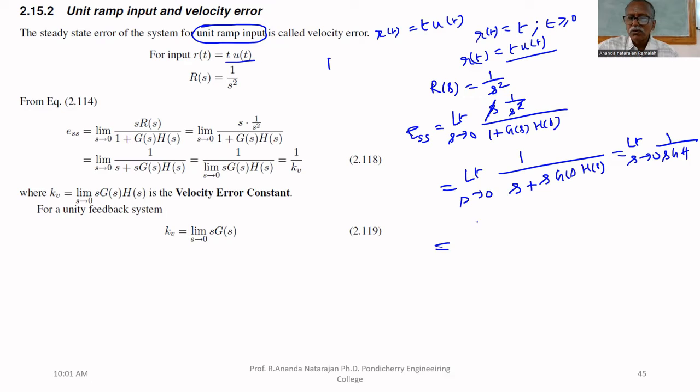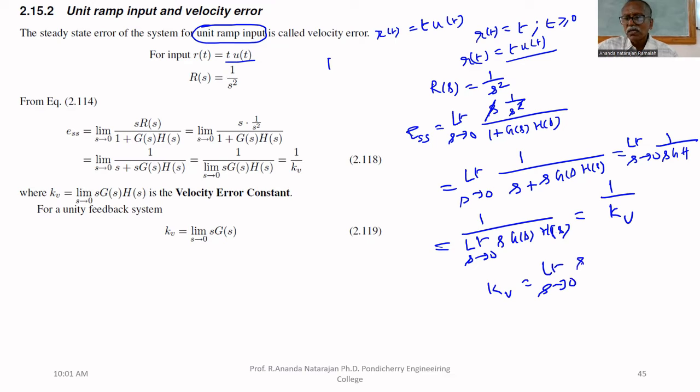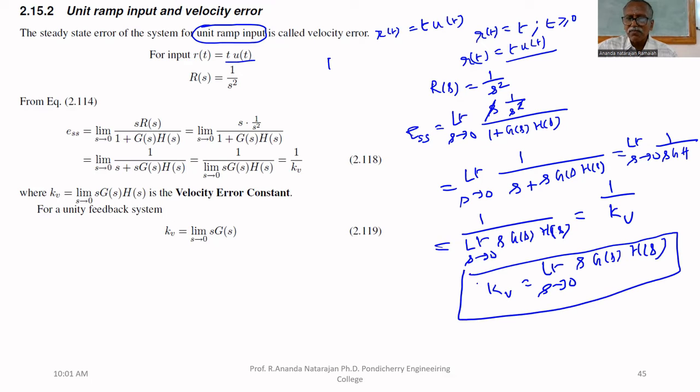That is equal to 1 upon limit s tends to 0, s g of s h of s. That is equal to 1 upon Kv, where Kv equals limit s tends to 0, s g of s h of s. That is called the velocity error constant, where Kv is called the velocity error constant.